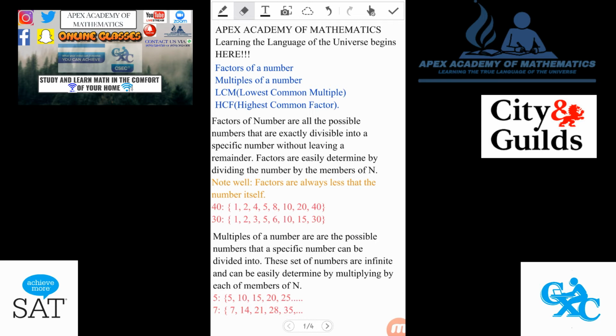So it really depends. If it says inclusive, then you have to include the number 5. If it says exclusive, you have to use the next number apart from 5 that is a multiple of 5. So here you can see 5, 10, 15, 20, 25. You just keep going up by 5, and then 7, 14, 21, 28, 35.